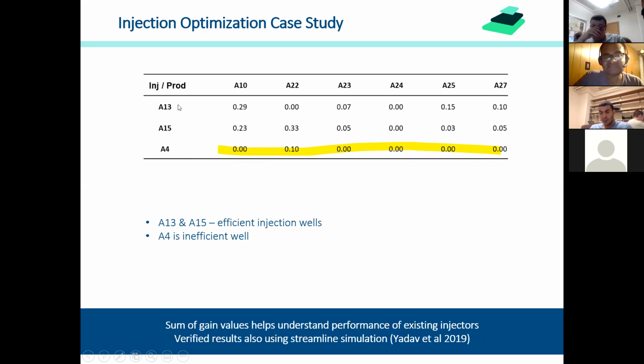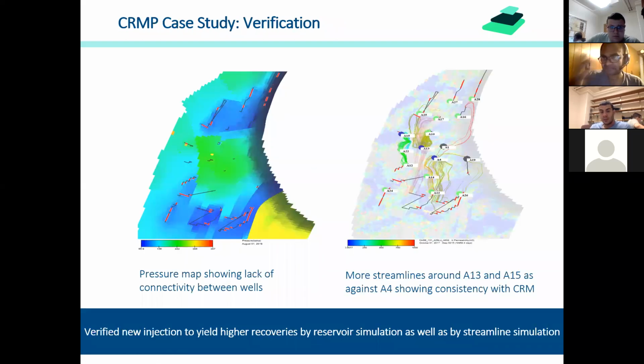Whereas when you look at A13 and A15, when you do a sum total, you're getting 40-50% here. You can see 30% is going to A10, over 15% A25, 10% to A27, and so forth. So at least whatever you're injecting is going towards somewhere, right? So that then helps you understand how A13 and A15 are actually efficient in terms of optimizing your reservoir.